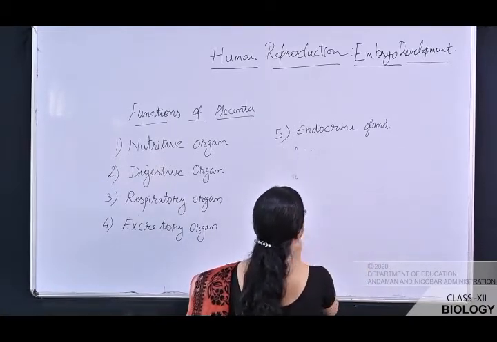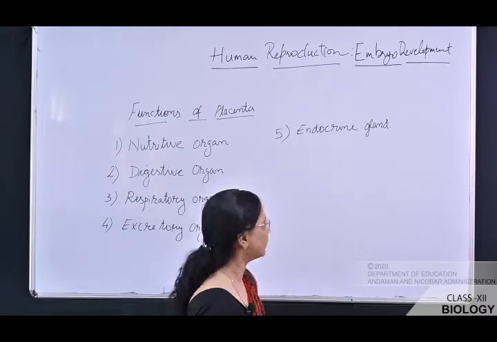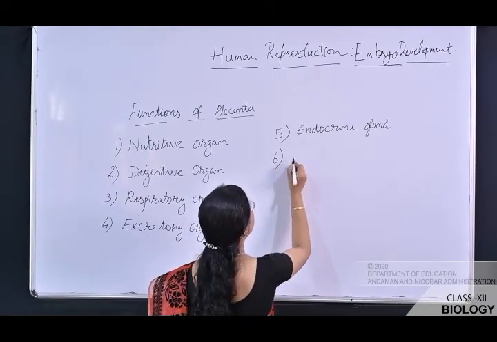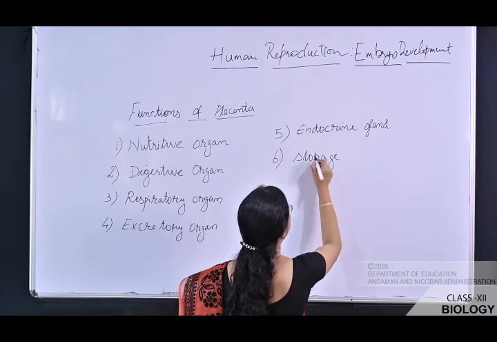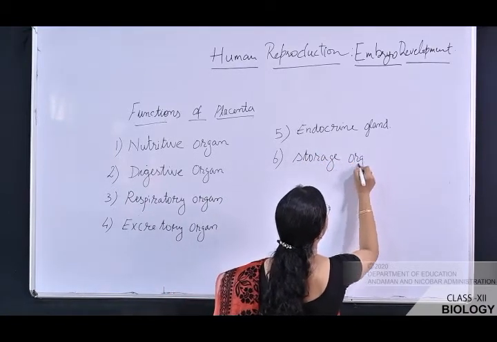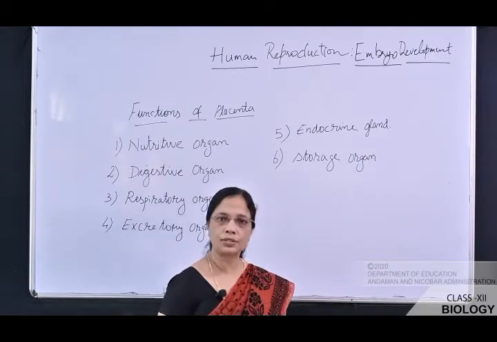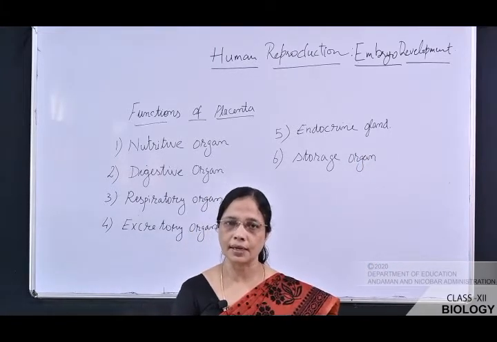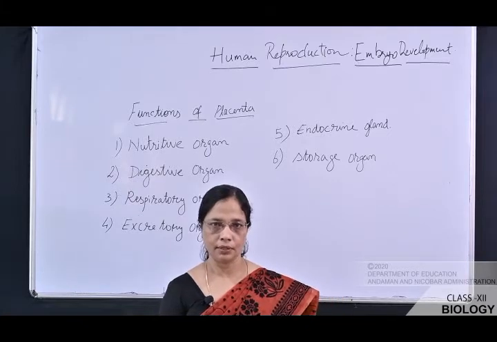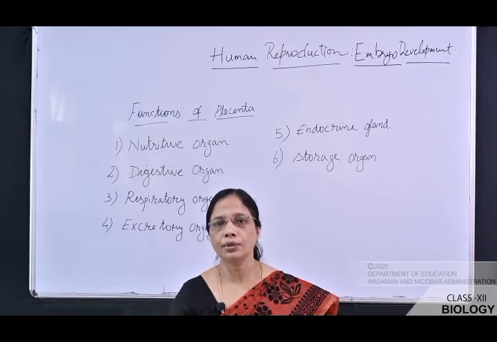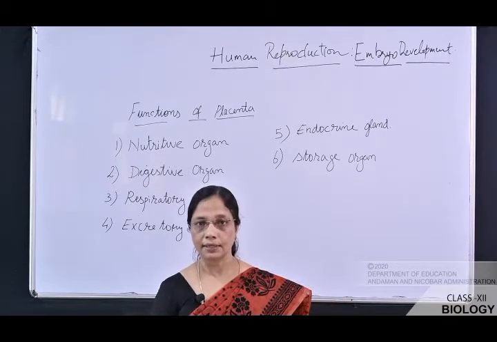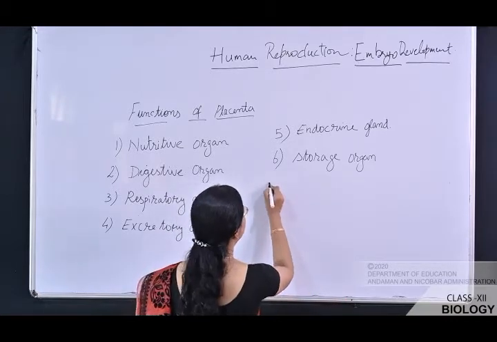Next, it acts as a storage organ. How does it act as a storage organ? The placenta stores glycogen. This glycogen is supplied to the fetus. Next, it acts as a barrier.